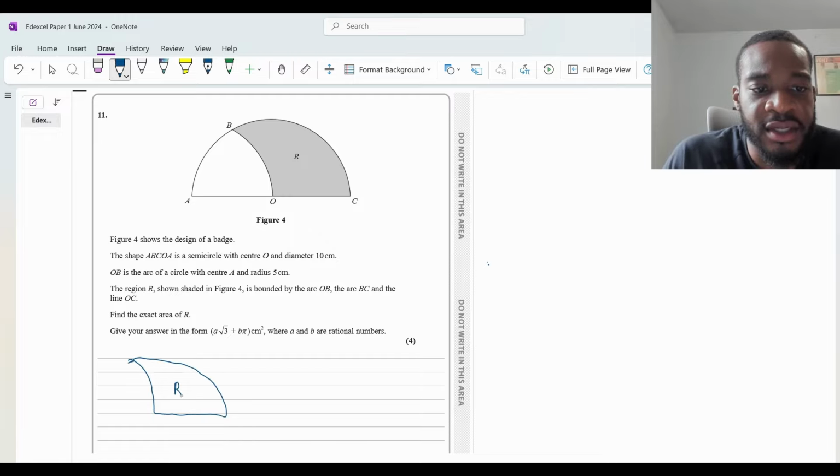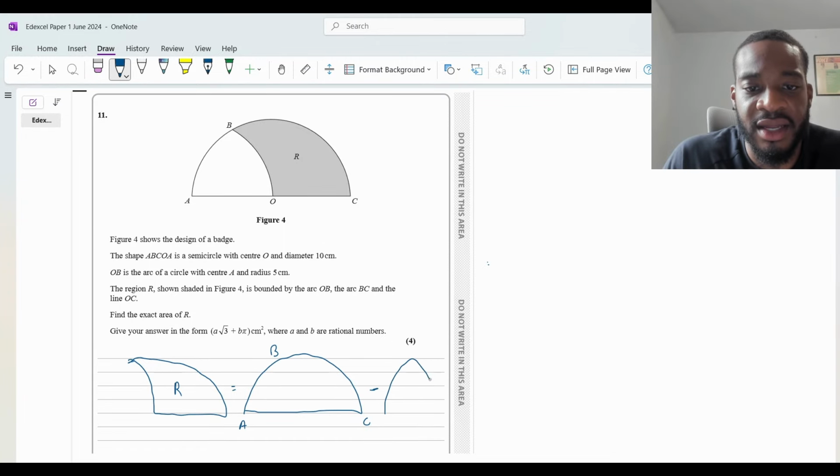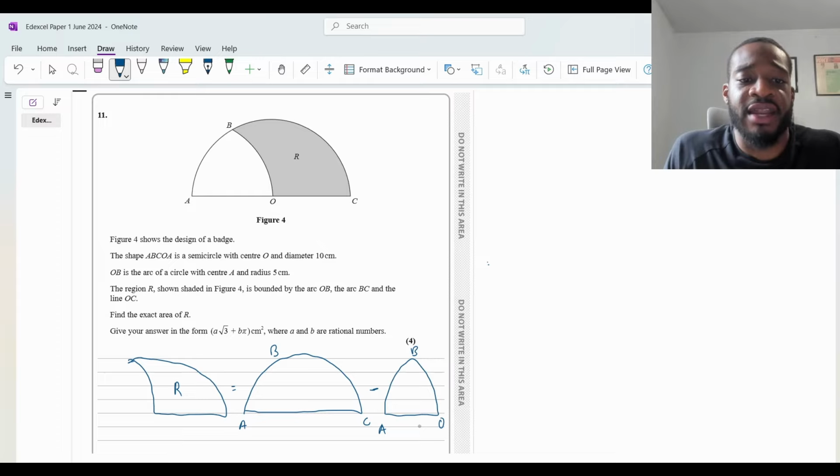Call this R. This is going to be equal to the entire semicircle, isn't it? So I'll just draw a semicircle like that, right? And then this is A, and then this is C, and then that's B over there. And I'm going to take away that area ABO, this area here. So it's going to be something like that. So this way, you say to yourself, okay, fine. If I can work out both of these areas, subtract them, then I'm done. So let's work these out.